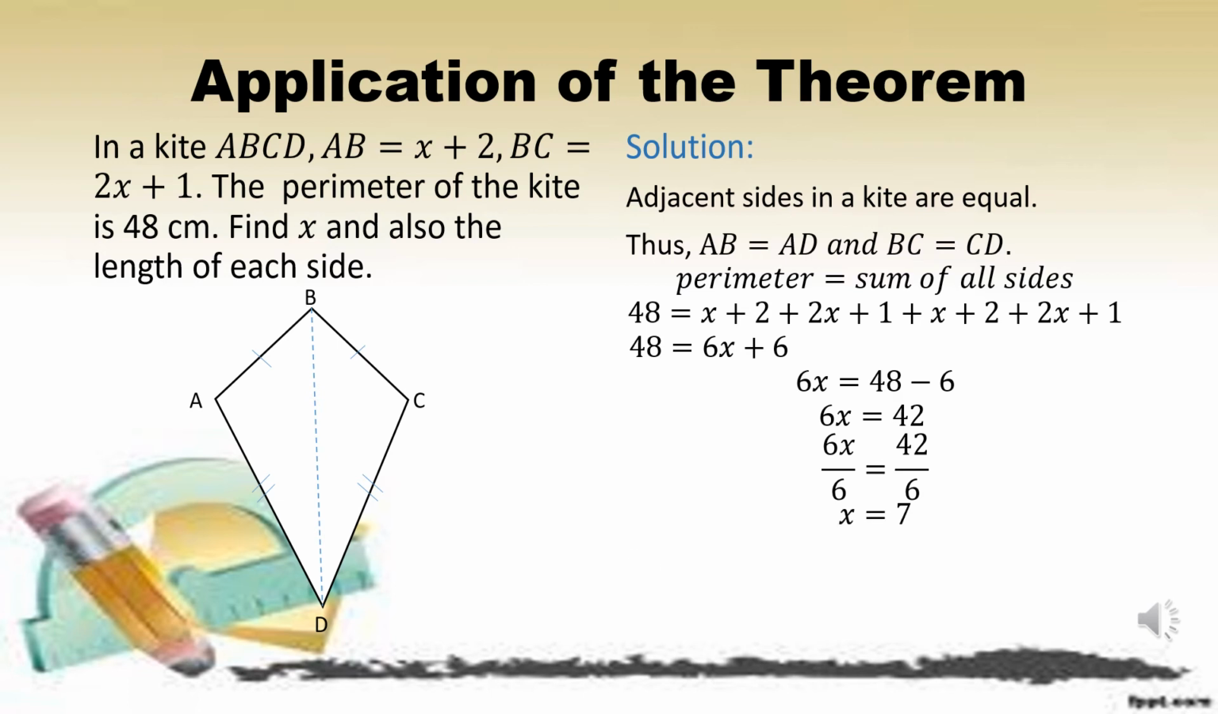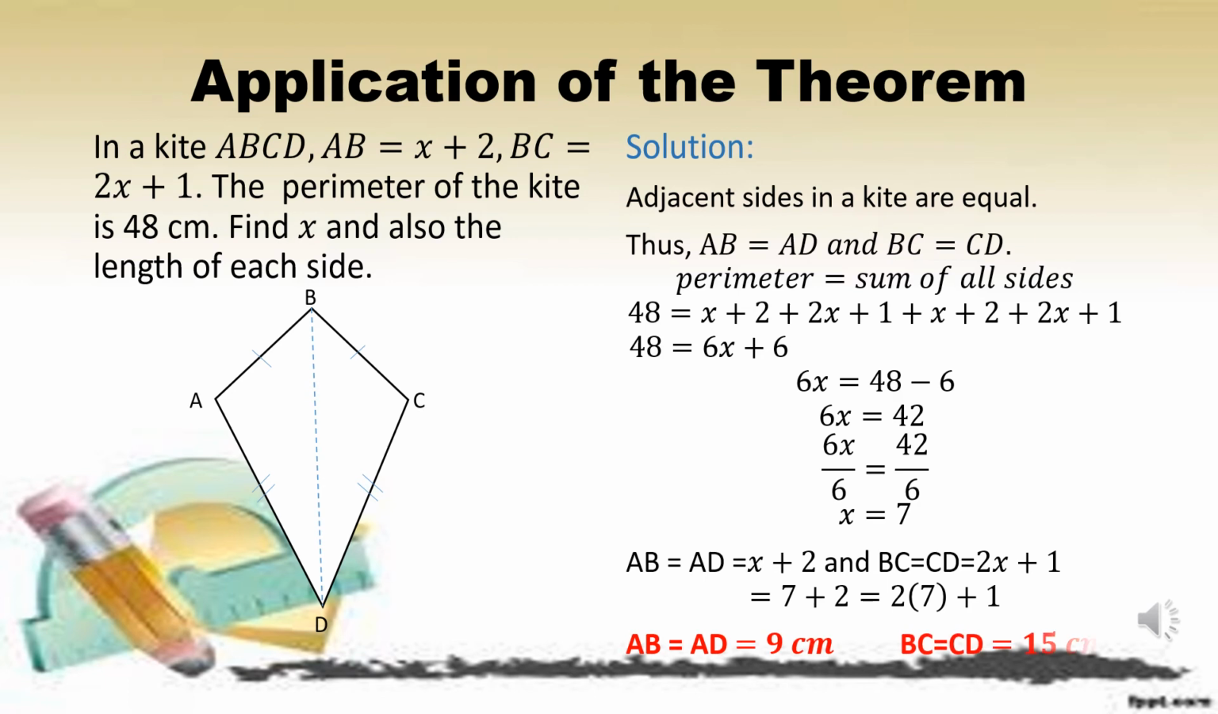Now that we have the value of x, we substitute it into the values of the segments. AB is equal to AD, and that is equal to x plus 2. So x is 7 plus 2, that is 9 centimeters. Next, BC is equal to CD, and their measure is 2x plus 1. Again, the value of x is 7, that gives us 2 times 7 plus 1. So BC equal to CD is equal to 15 centimeters.